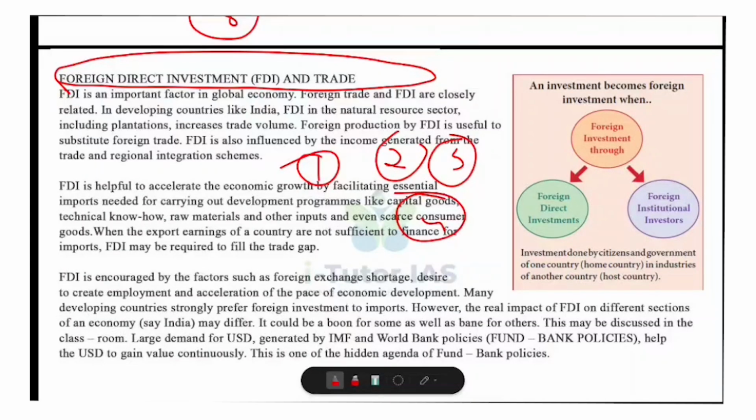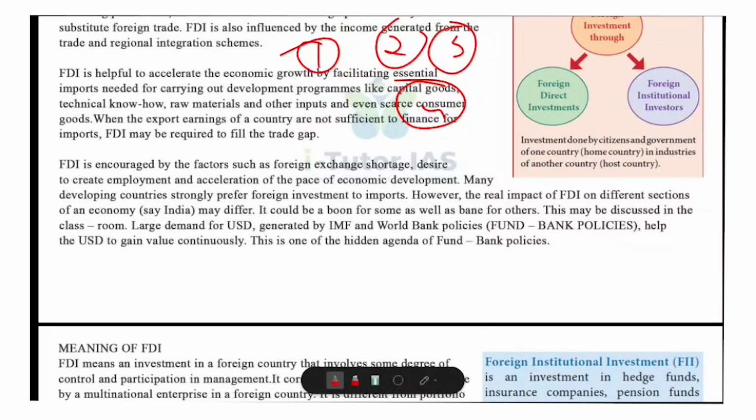FDI provides capital, technology and know-how needed for development programs. It helps in importing essential goods like capital goods, technical know-how, raw materials, scarce consumer goods, etc. So FDI fills the trade gap when export earnings are not enough to pay for necessary imports. For example, India might not earn enough from exporting textiles to buy high-tech machinery, and FDI brings the machinery and expertise needed for development.